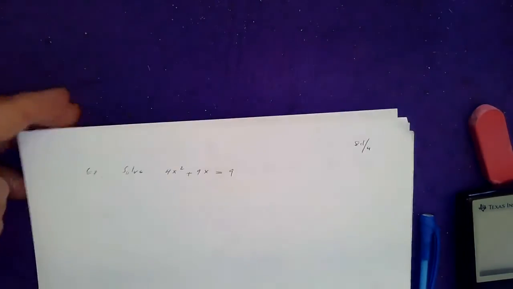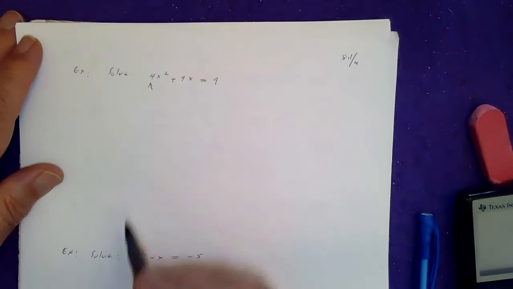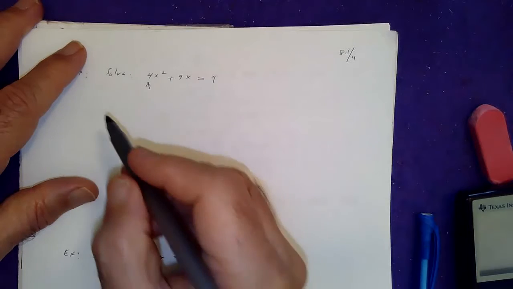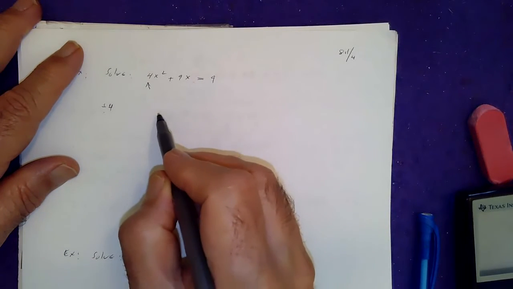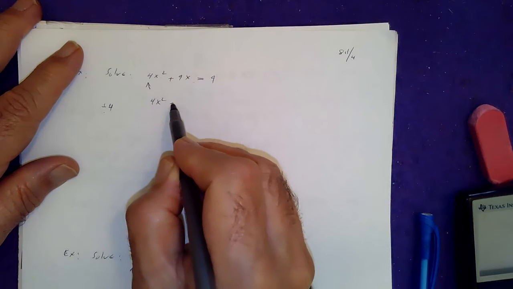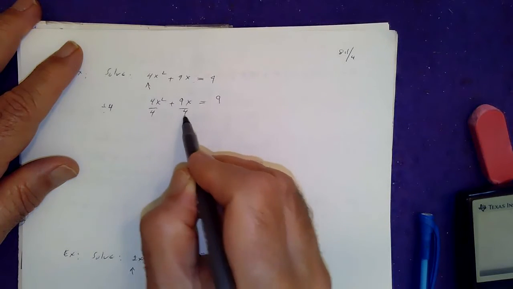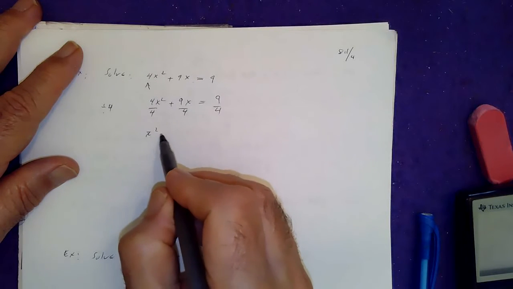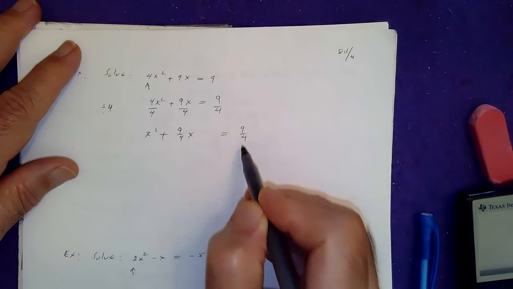Finally, we got a couple more problems where the leading coefficient is no longer 1. Can you see it? In cases when the leading coefficient is not 1, divide both sides by the leading coefficient. So go like this: 4x squared plus 9x equals 9. Divide both sides by 4. When you do, you get x squared plus 9 over 4x equals 9 over 4.